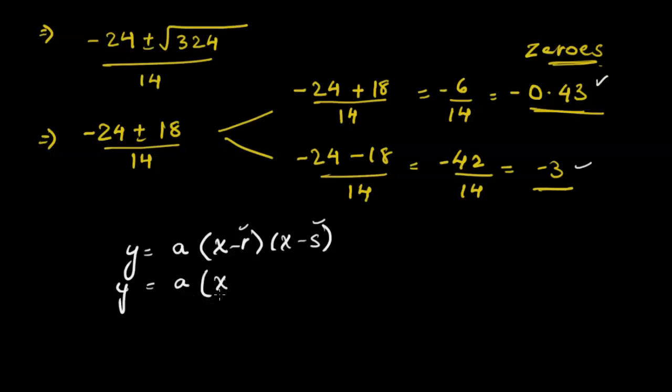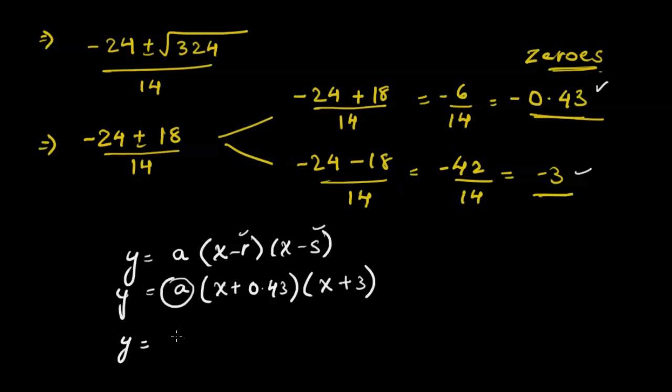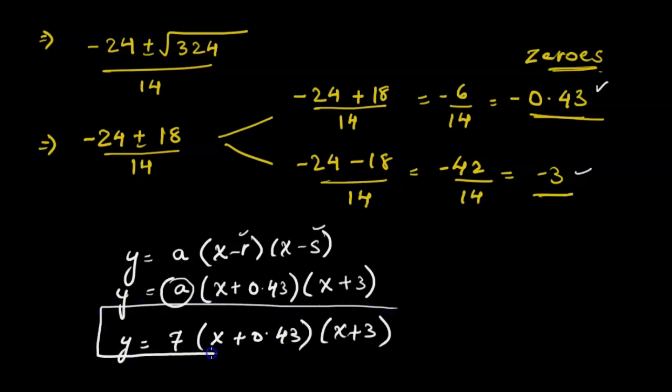So we get x minus negative 0.43, that would give us x plus 0.43, and x minus negative 3 gives us x plus 3. Now where would this a come from? A from the standard form would come down as is, so we need not calculate the value of a, and since our a was 7, we would sub in a as 7 in the factored form to get the complete equation for the factored form of this question.